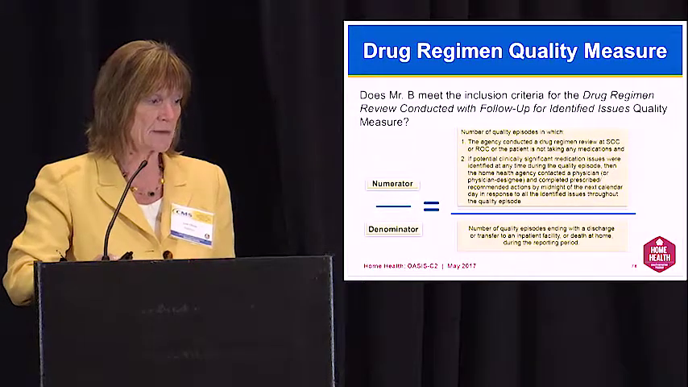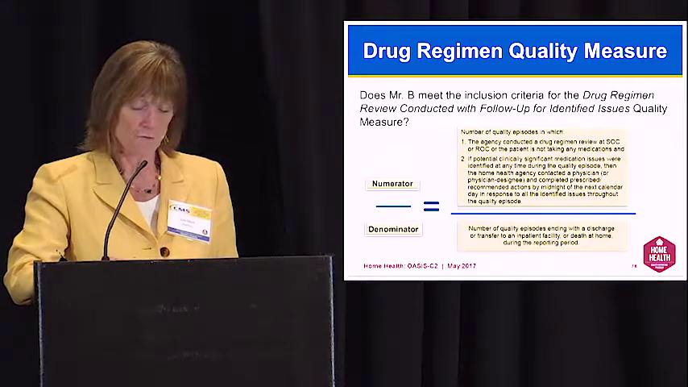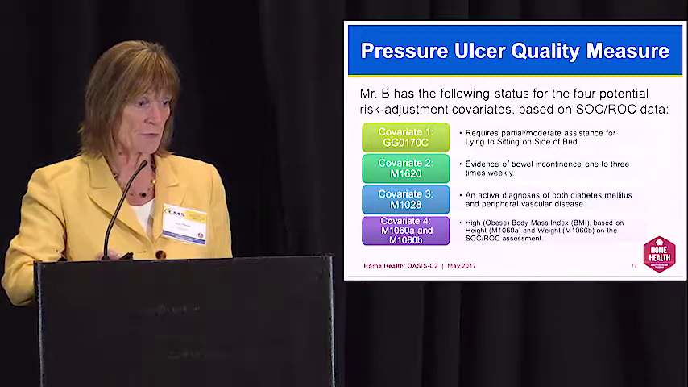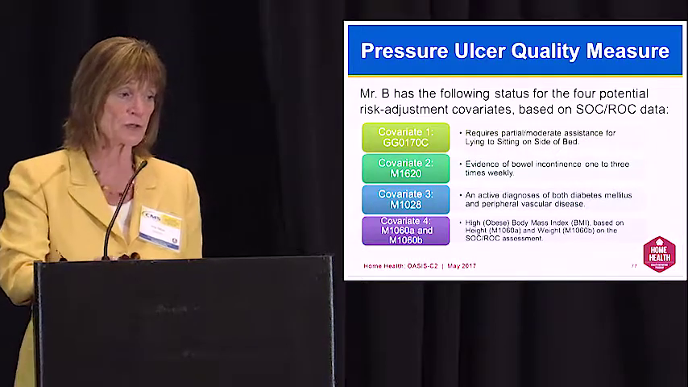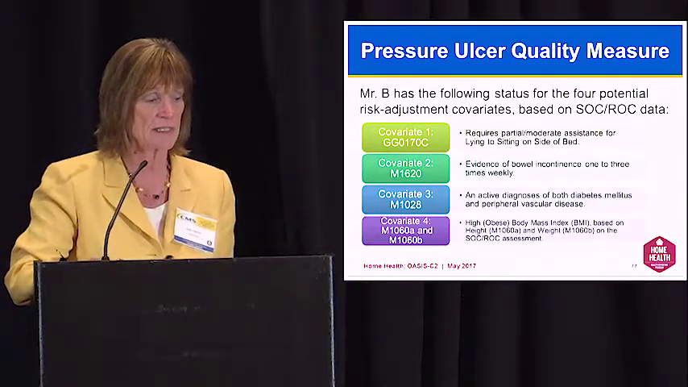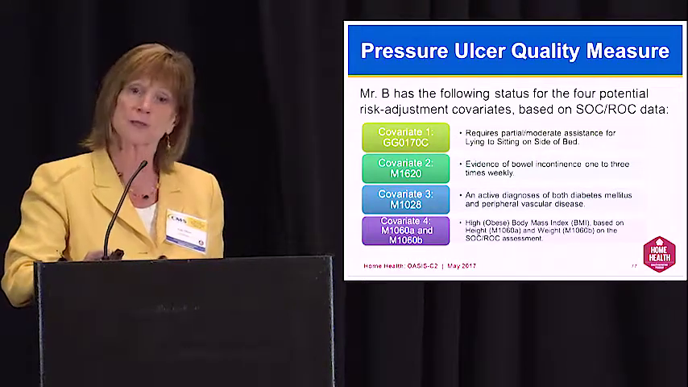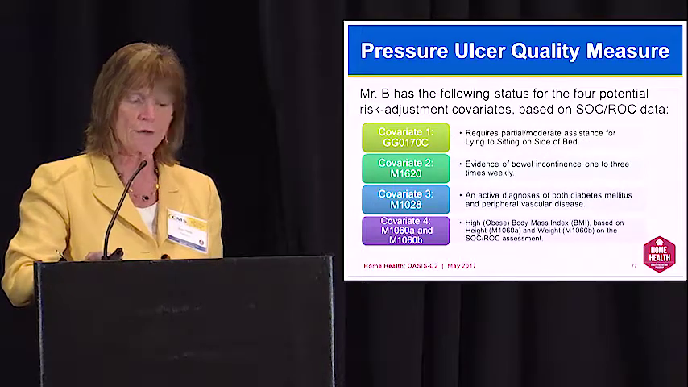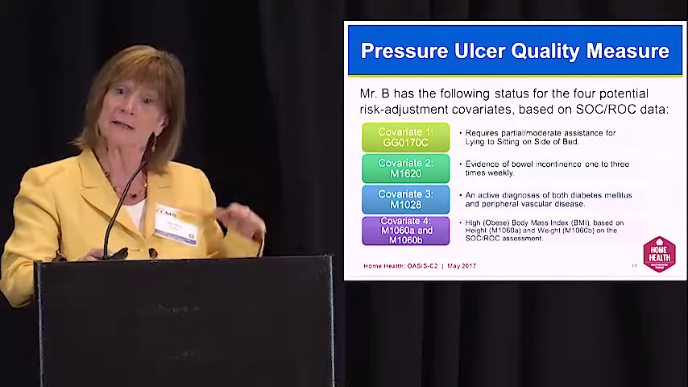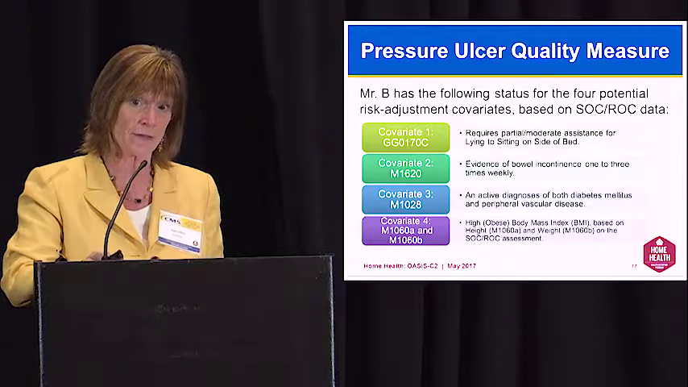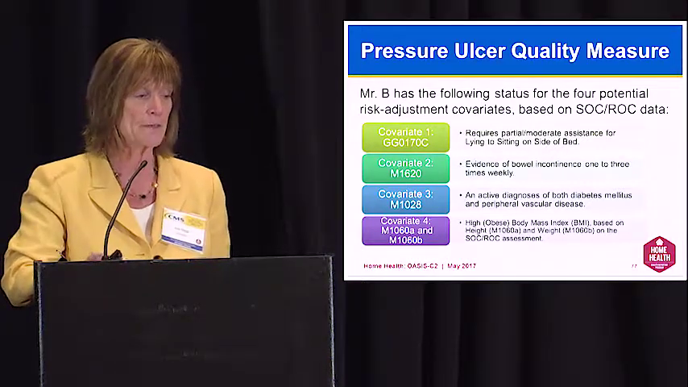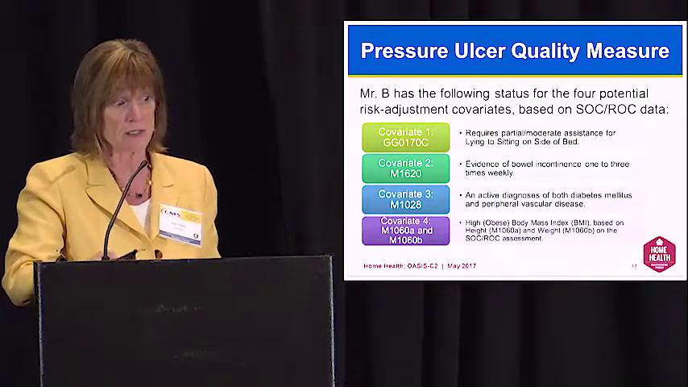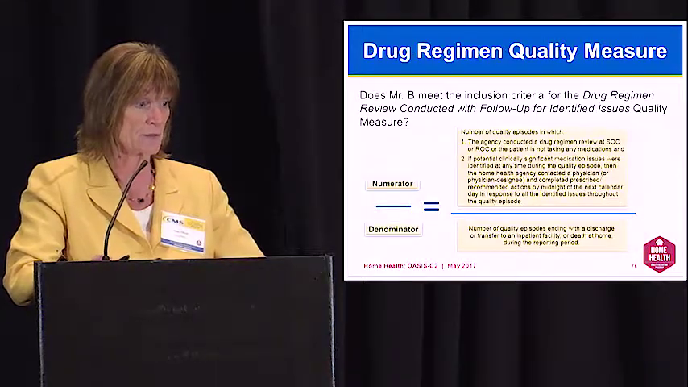So for the first 3 that we went through, for the partial, for GG0170C, M1620, and M1028, he would meet those, but for covariate 4, he actually had a high index, and you would need a low index for that, a low BMI. So that would not have been a risk adjustment for him for that quality measure.